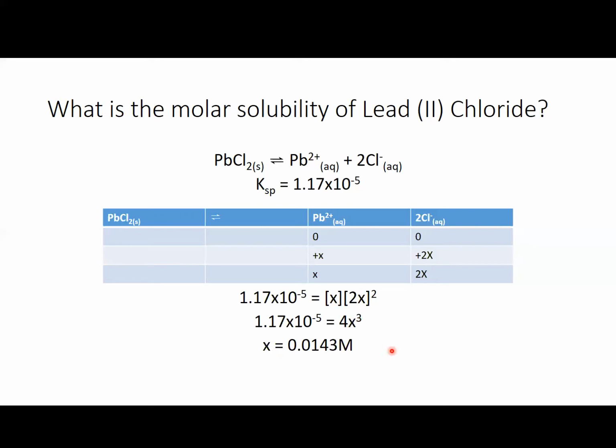When I solve for that, I get 0.0143 molar. That is the molar solubility of this. What that really refers to is the concentration of lead in my solution, no matter how much lead chloride I add, would be this. And the concentration of chloride in my solution would be 2 times that, which is 0.0286. So if I have a solution of lead chloride with a concentration less than this, I can probably expect it to be dissolved. So lead chloride would actually dissolve in small enough concentrations.